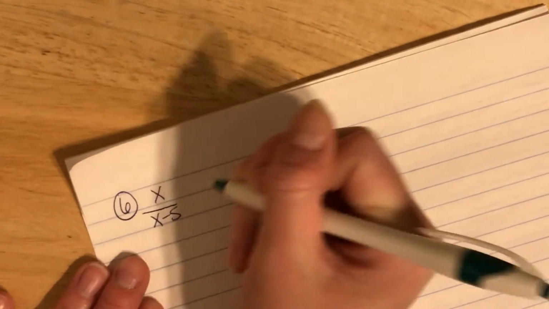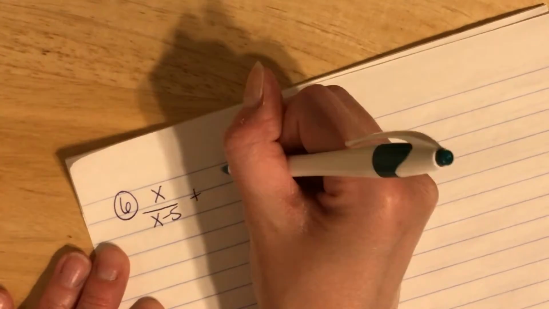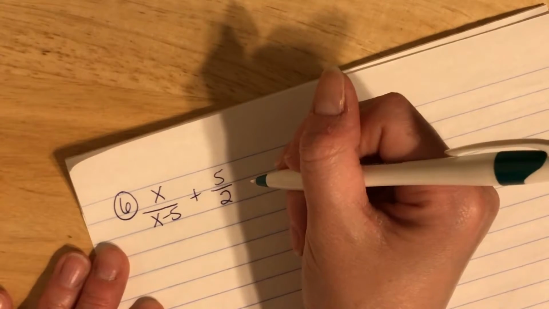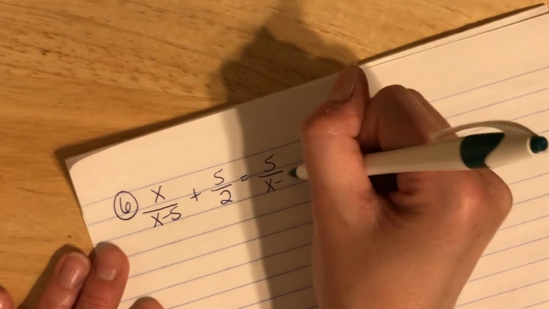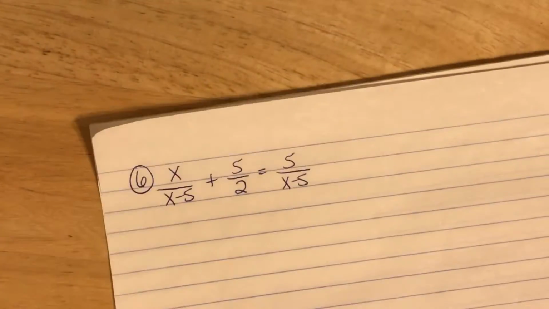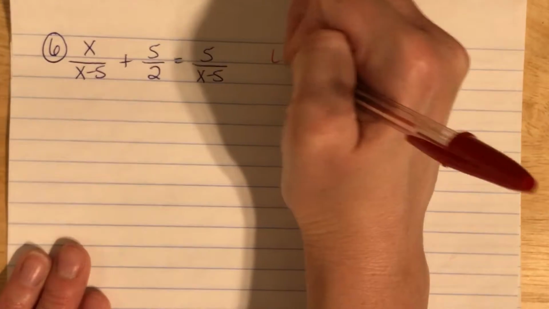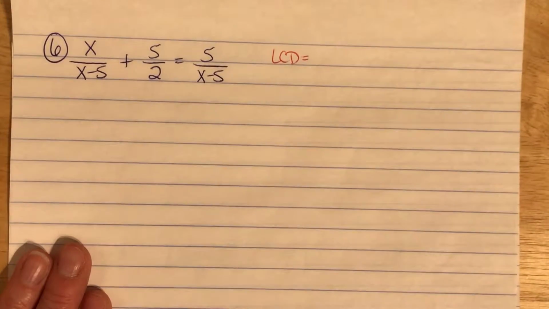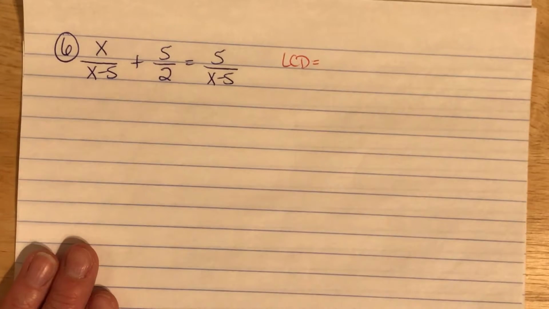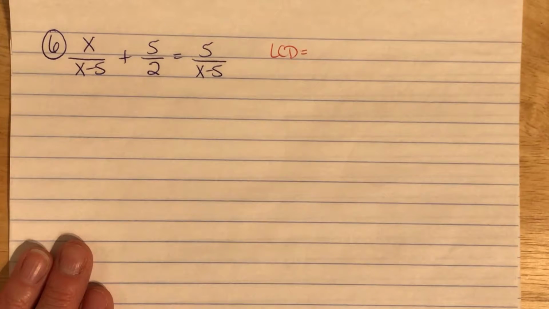So I have x over x minus 5 plus 5 over 2 equals x times x minus 5. Okay, so here is number 6. LCD is the same thing as least common multiple, and least common multiple states that we must find the smallest value that all terms share.